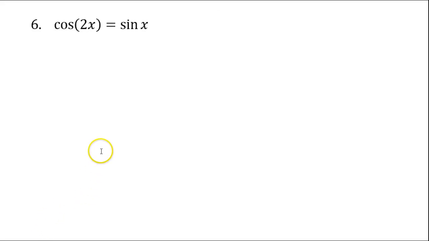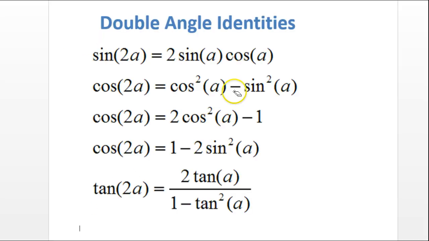In this video, we will be solving equations such as these involving double angle identities. Notice that right here I have cosine of 2x, for example. That is a double angle. So I will be using these double angle identities and making the substitutions that I need as I go along.